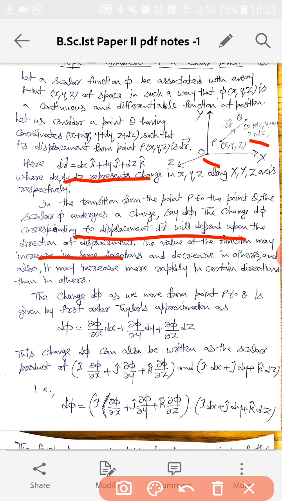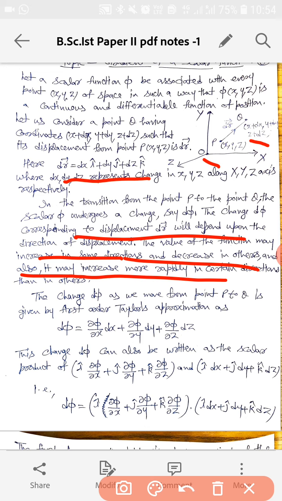As we have moved from position P to Q, the scalar function will get changed. But this change will also depend on how much we have displaced, and in which particular direction we have moved. Depending upon the direction, or depending upon the given scalar function, the change in phi may increase in some direction and may decrease in another direction, or it may also increase more rapidly in one direction than the others.